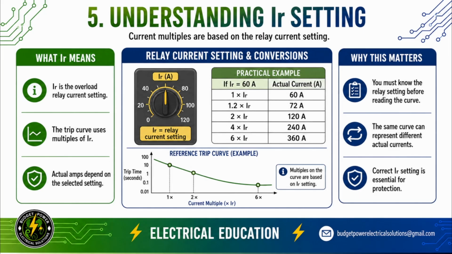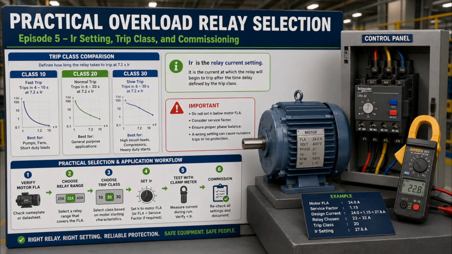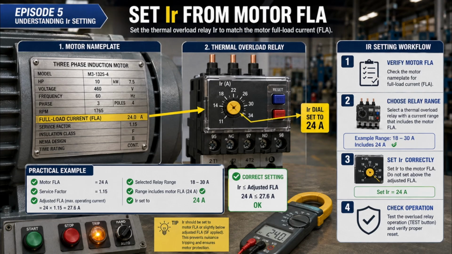This is why you cannot read a trip curve correctly unless you first know the relay setting. The same curve can represent different actual current values depending on the selected IR. So before using the curve, always confirm the correct current setting on the overload relay.